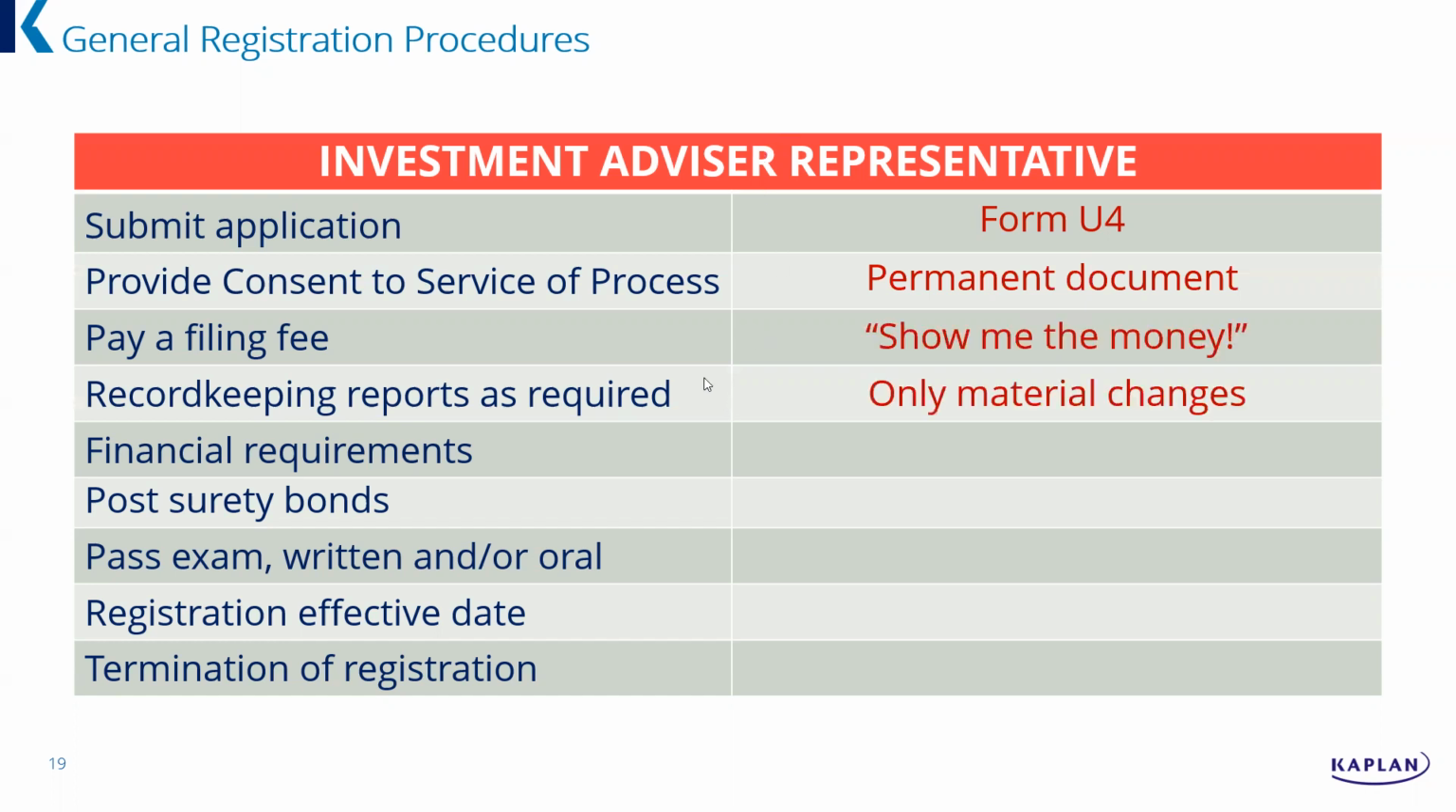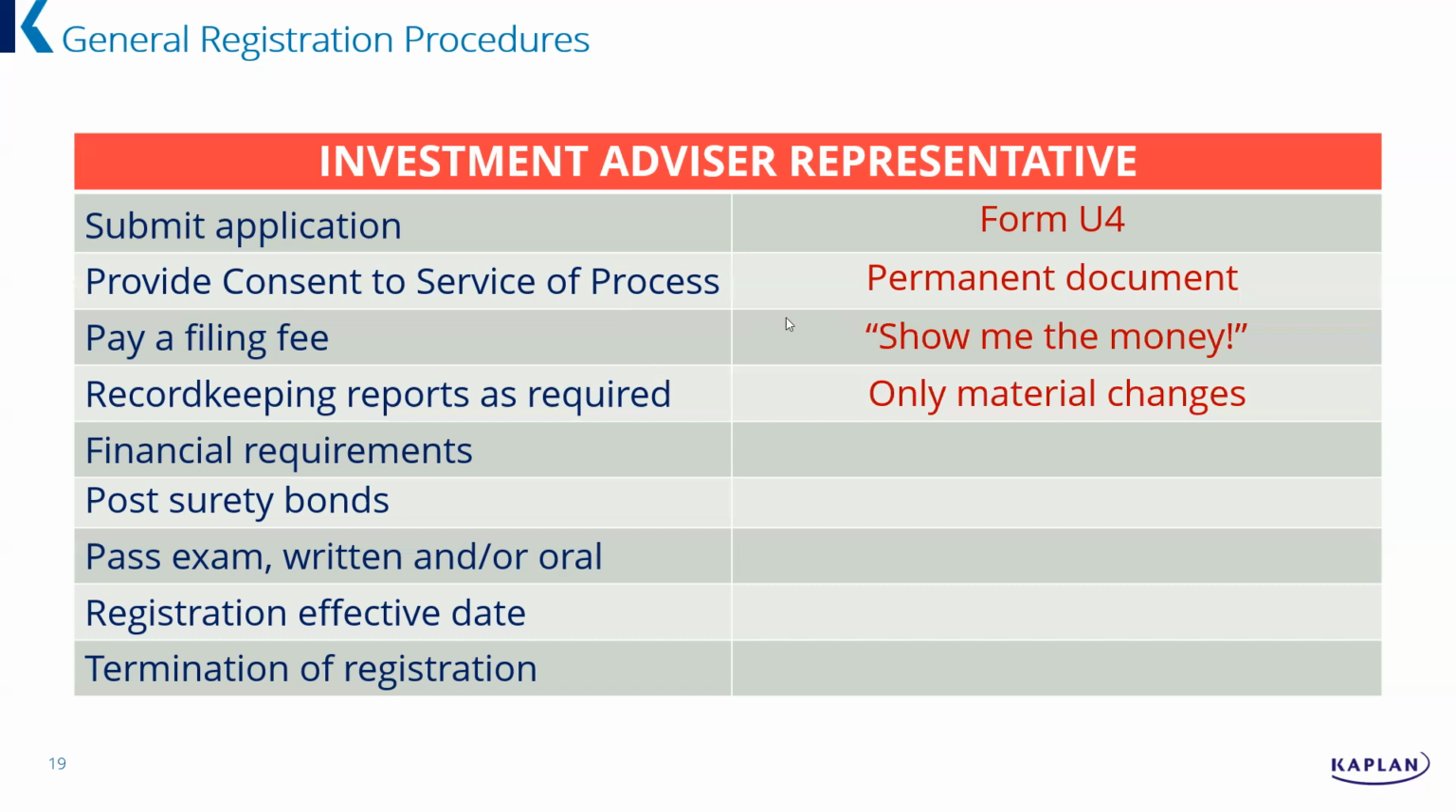So, paying a filing fee, we talked about that. Only for material changes. So, what we're saying here is that a material change would be something that is a U4 update kind of thing. And remember that it's even more serious if it's a conviction of a felony, or you've been denied, suspended, or revoked registration in the past, or a misdemeanor involving customer money, embezzlement of a customer's monies and securities.